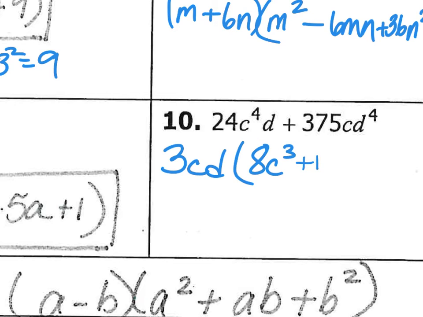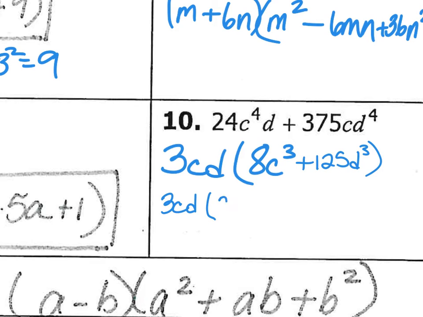375 divided by 3 is 125, and this gets a d to the 3rd. The reason this is c to the 3rd is because I have 4 and I took off 1. This is d to the 3rd because I had 4 and I took off 1. Okay, so that's the first step, factor out the GCF. Once you factor that GCF out, it's going to stay in the front. Then I'm going to take step 2.